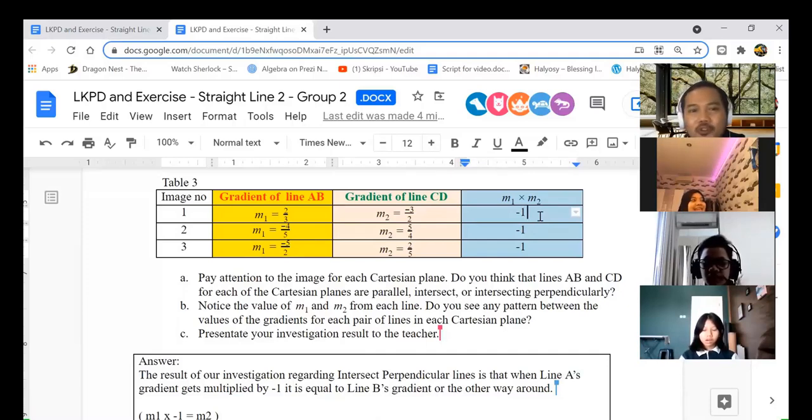I would like you to pay attention to the gradient for each pair of lines. What do you think is the connection between lines A, B, and C in terms of the gradient? They got switched and it's negative. Yeah, there you go. So if the first gradient is A over B, what will be the second gradient? Minus B over A. There we go.